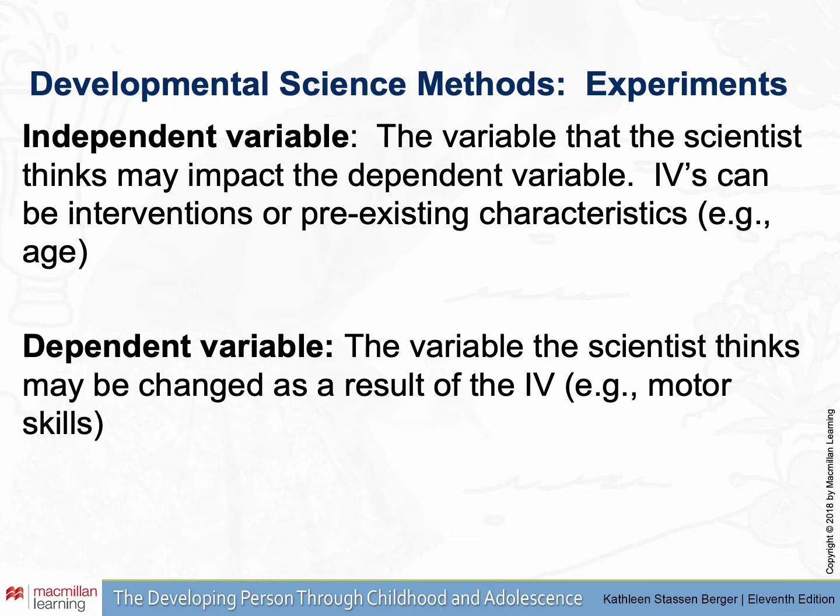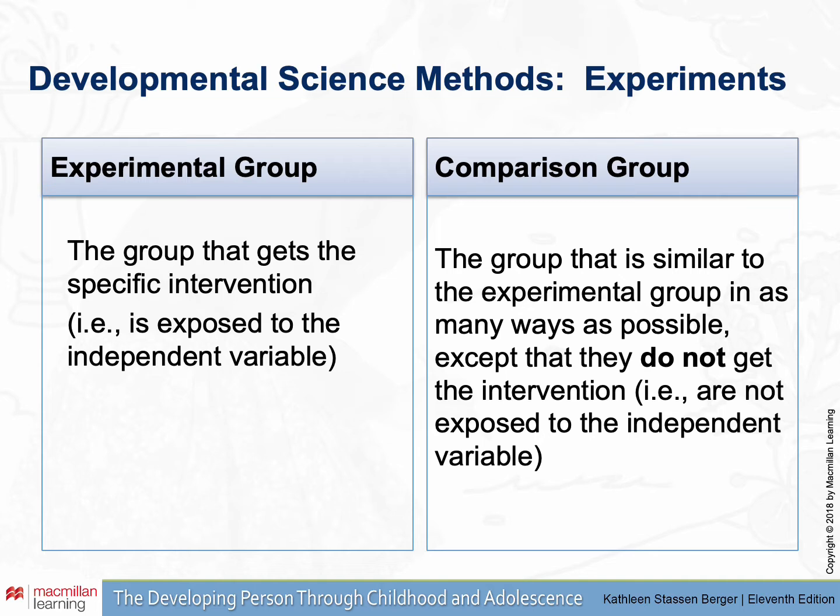Many times in developmental science, we will have an experimental group that receives an intervention, which can be thought of as an example of an independent variable, and we'll have a comparison group, which is comprised of individuals who are as similar as possible to the people in the experimental group, with the exception of the fact that they do not have access to the independent variable or the intervention.